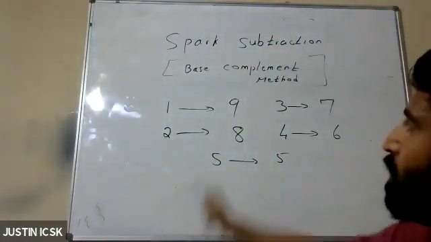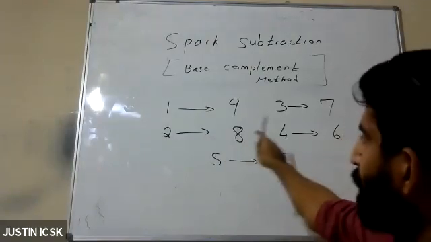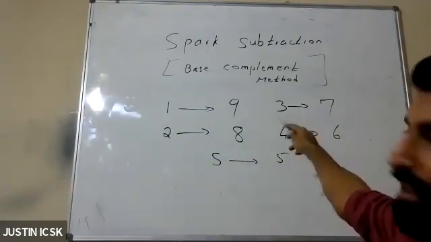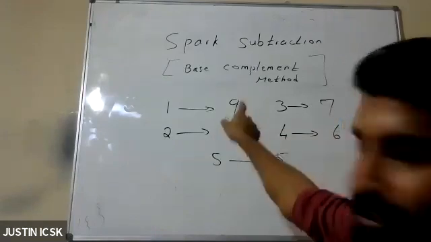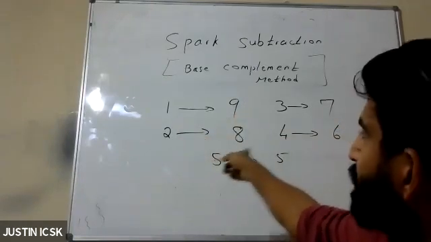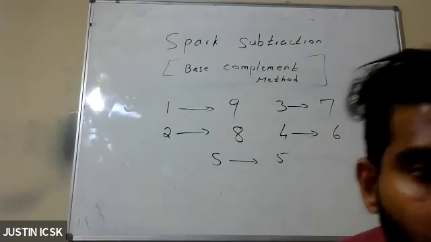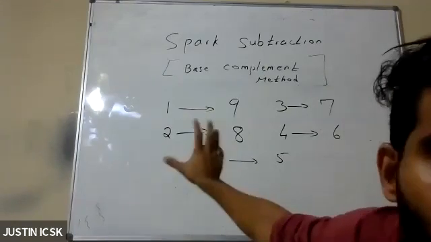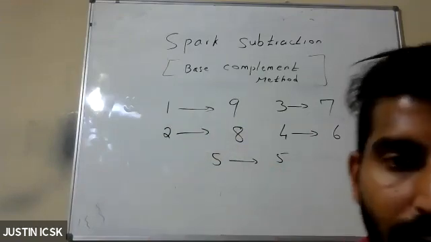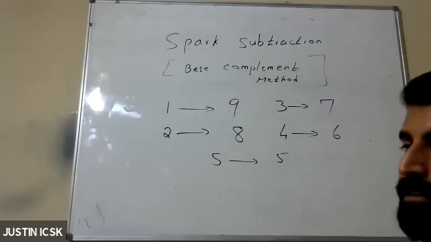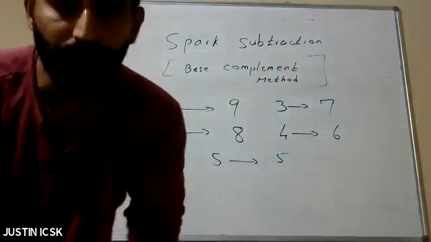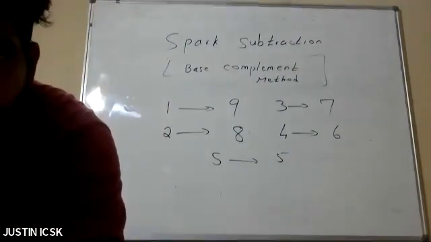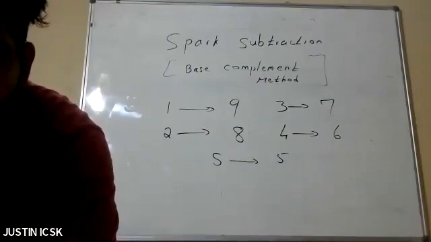So in the subtraction method, we just need to know the complement. Complement of 1 means 9, of 2 means 8, of 3 is 7, of 4 is 6, of 5 is 5. Immediately, complement of 1 means 9 should come to your mind: 1 plus 9, 2 plus 8, 3 plus 7, 4 plus 6, 5 plus 5. So don't forget the complement. If you know the complement, we can do subtraction easily. I hope all are writing. Just take the note: complement.